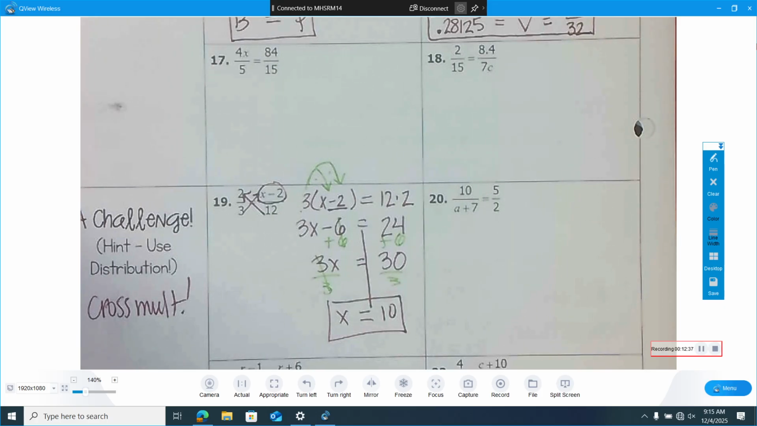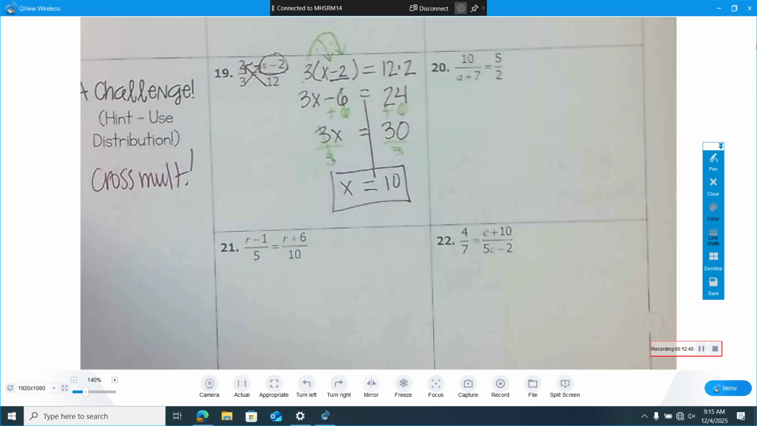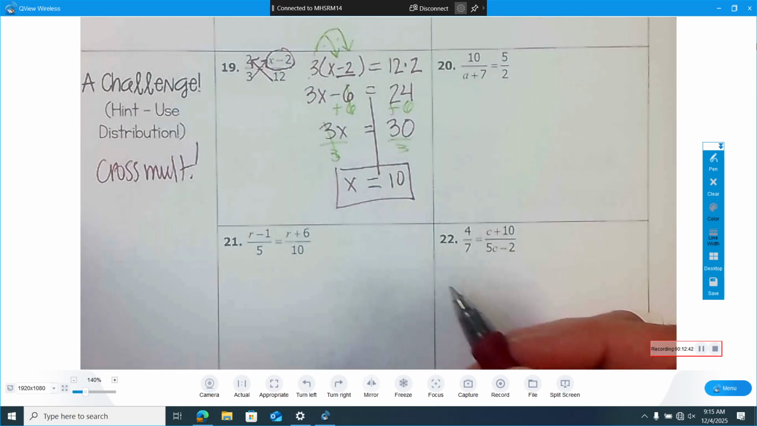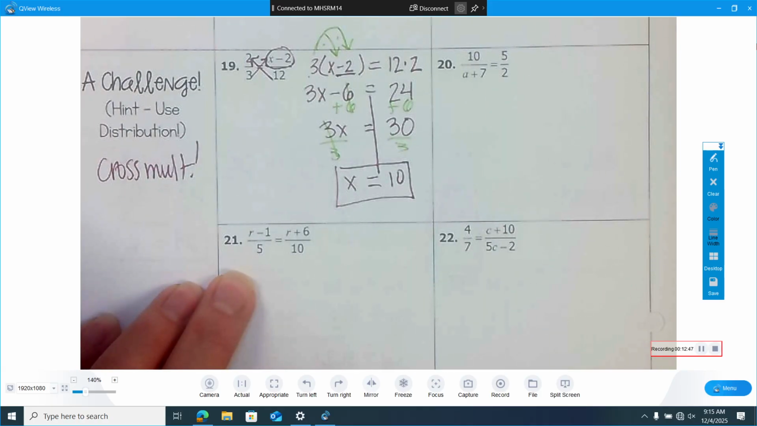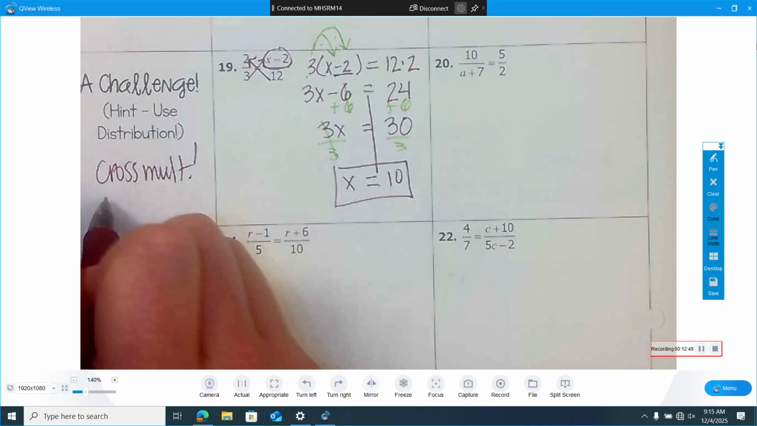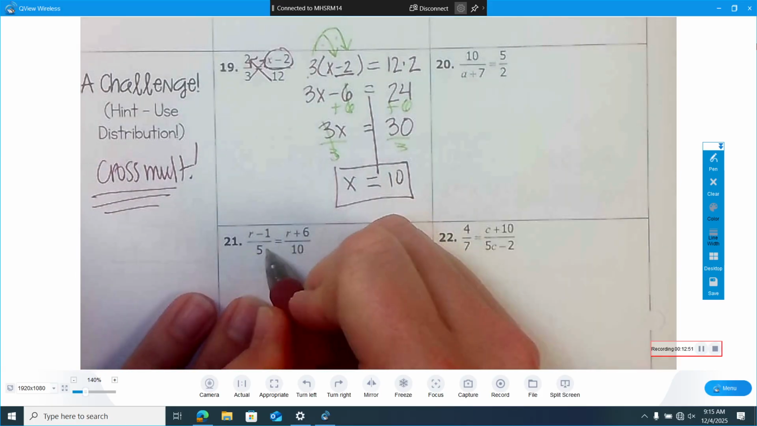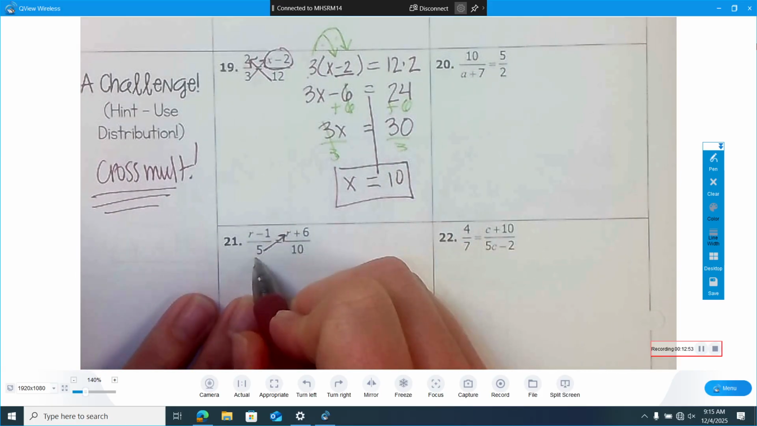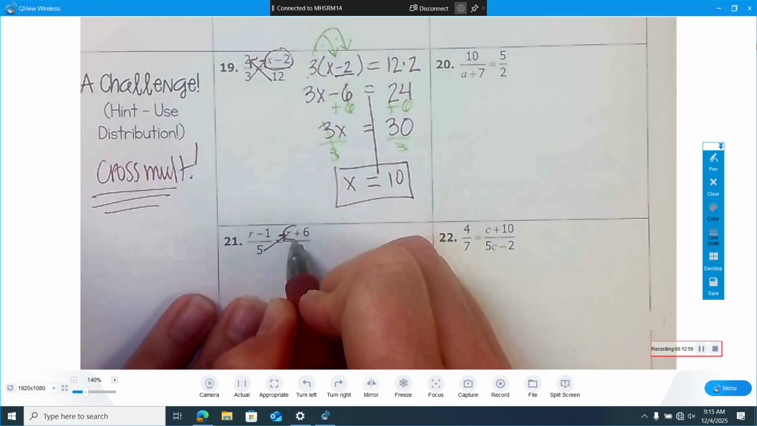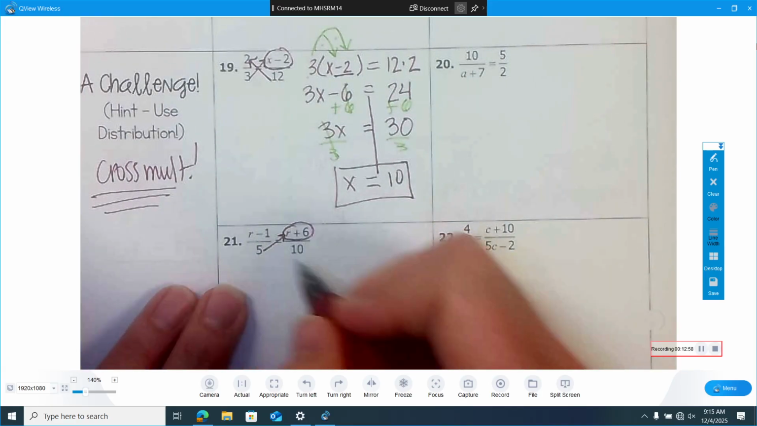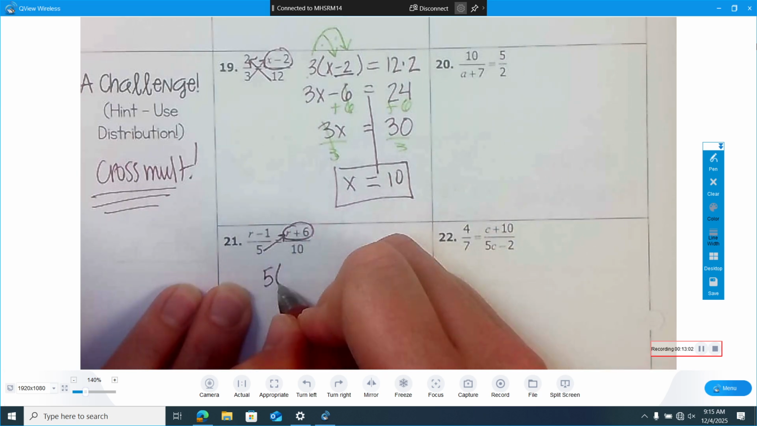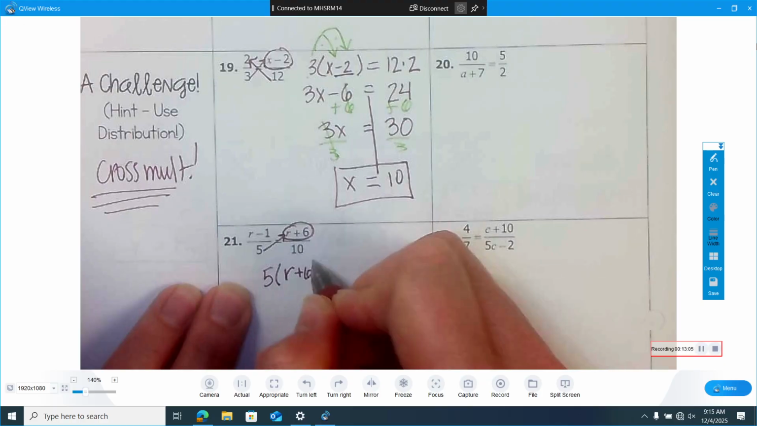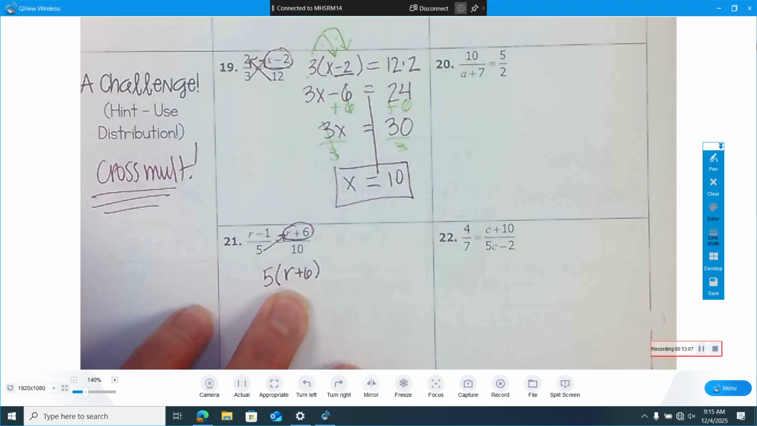Questions on that one? All right, let's do 21 and 22. We have a fraction equal to a fraction. How do you solve that? Cross multiply. We are still cross multiplying here. So this is 5 times the whole numerator. So that is going to be 5 times the entire r plus 6. Make sure you use parentheses so we do the math properly.